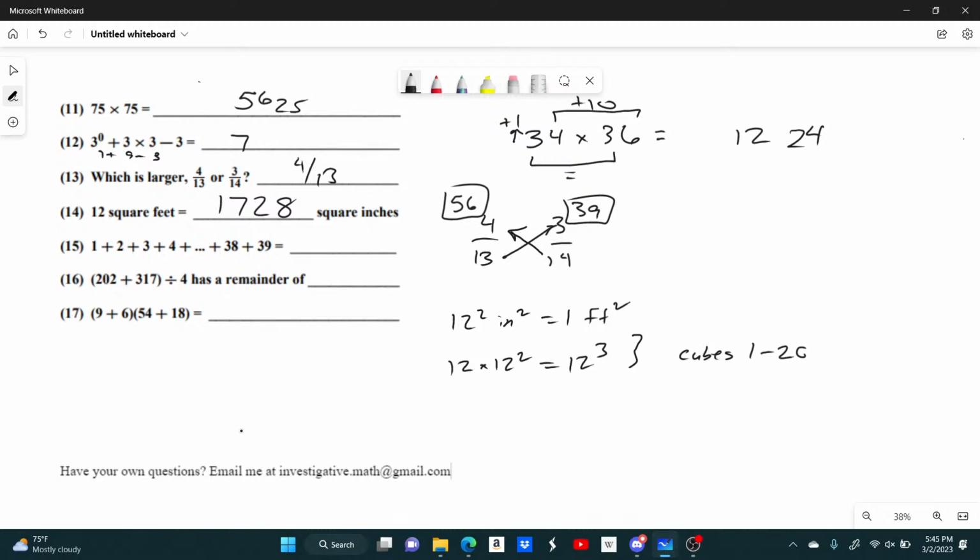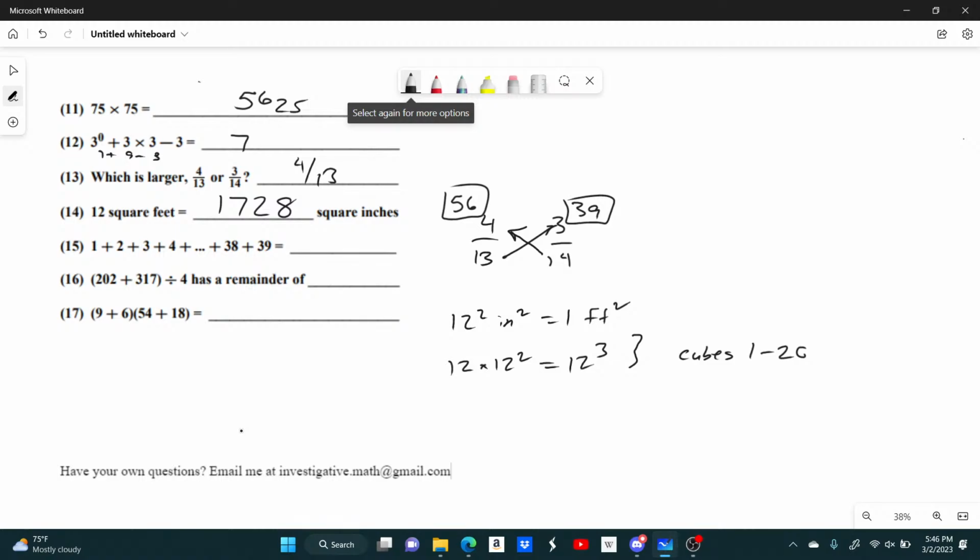Okay, I don't see any more messages, so we're just gonna keep going. I'm gonna erase some of this stuff at the top just so I have more space to work with. Okay, checking the chat real quick. Okay, it looks like we're good.